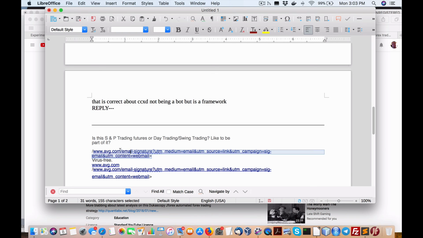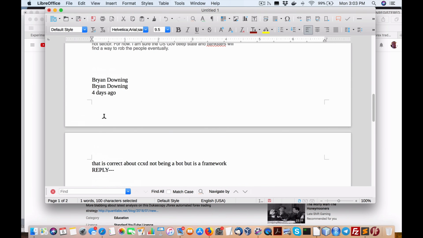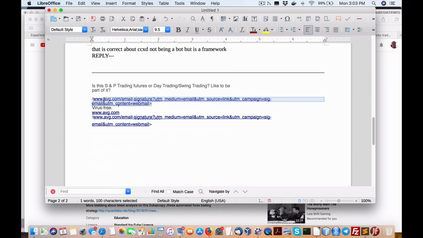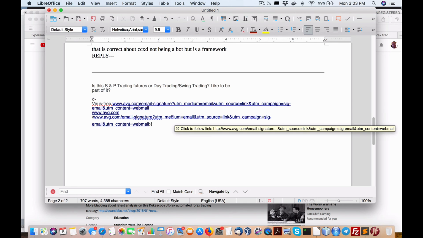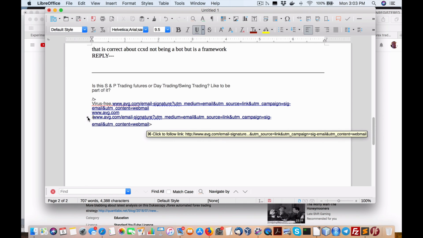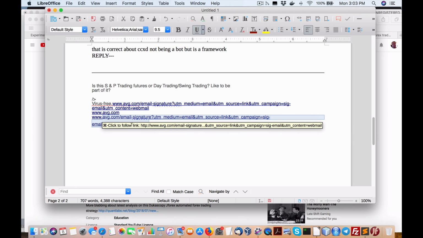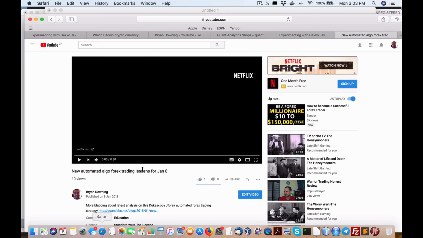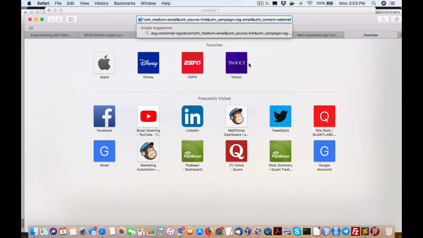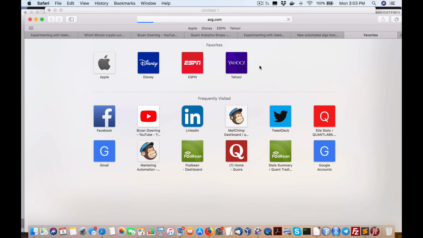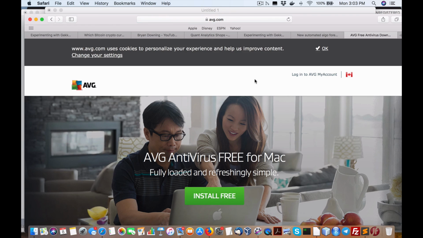Let me continue here. Okay, so this person wants to be part of my S&P trading, futures or day trading, swing trading, like to be part of it. I don't know what this is, to be honest, but let me just try it out. Some of these, you got to be very careful with the amount of spam and whatever else is out there. So this could be a bot crap group.